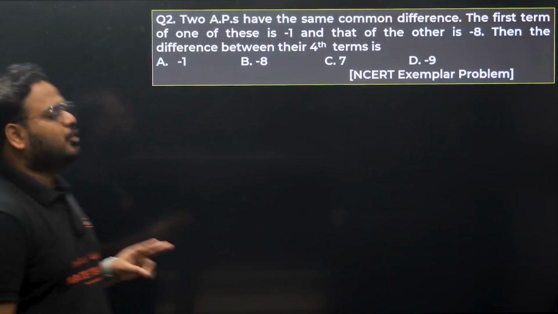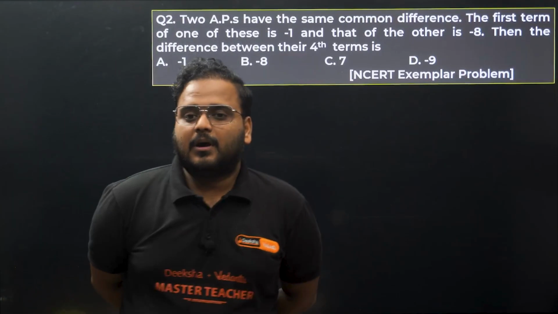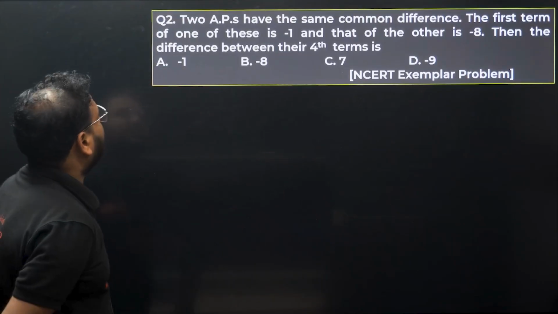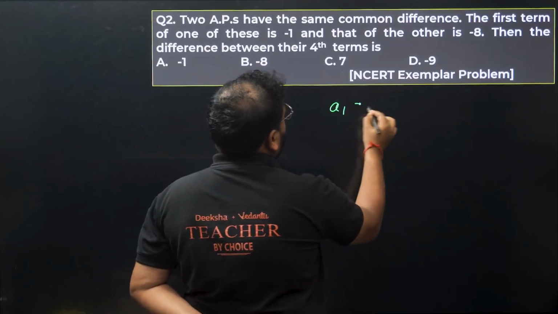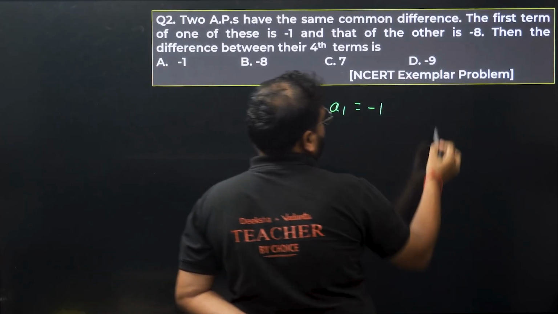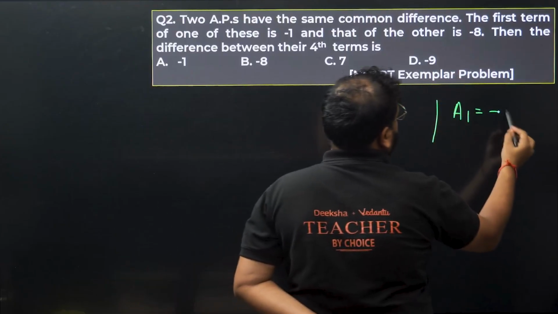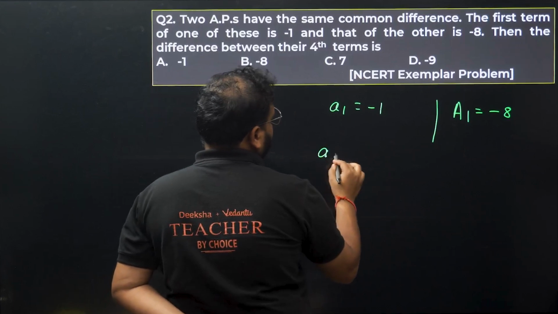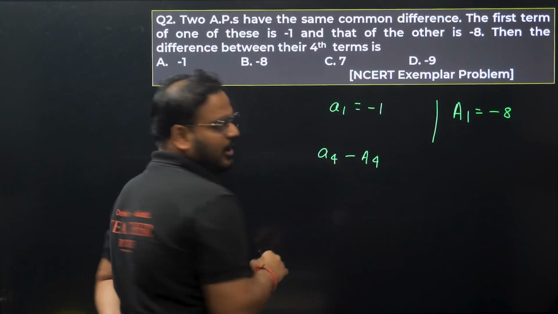Question number 2 now. This is an exemplar problem. Two APs have the same common difference. The first term of one of these is -1. Okay. So a1 is what? -1. For another AP, let's call this capital A1, another AP is -8. Okay. Then the difference of their fourth term, they are basically asking you small a4 and capital A4. How do you find that?